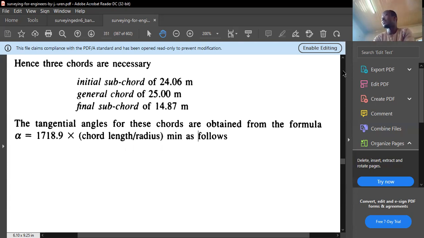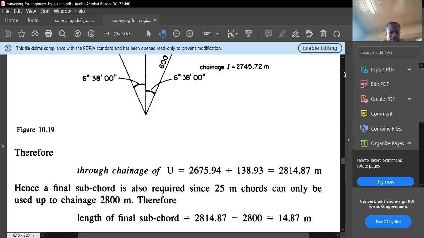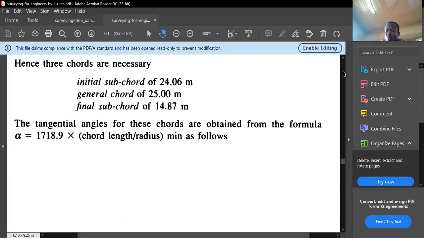So do you have these coordinates down? Yes. Okay. Write the initial subcode 24.06. Write it down. 24.06. General code. So you know the general code, I want us to repeat it. 25 meters. It means the interval is what? 25. Final subcode 14.87.